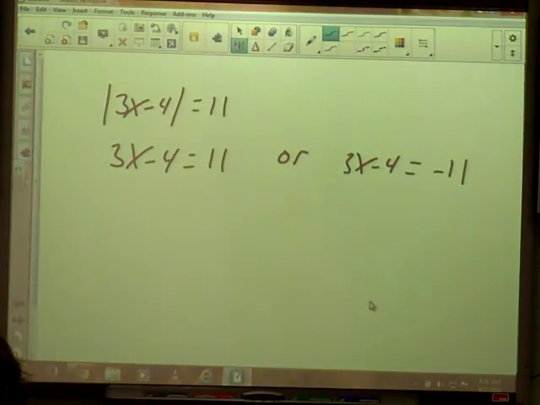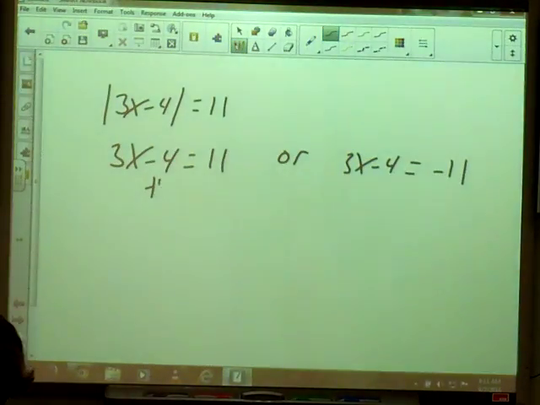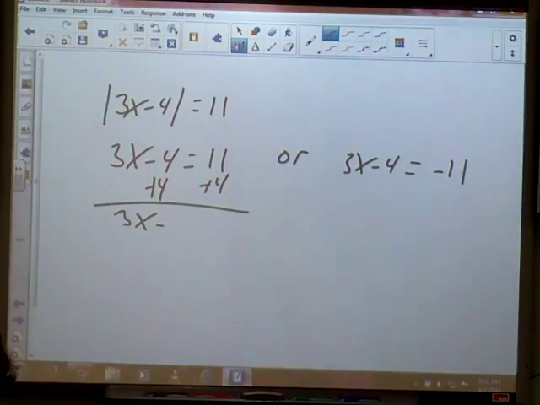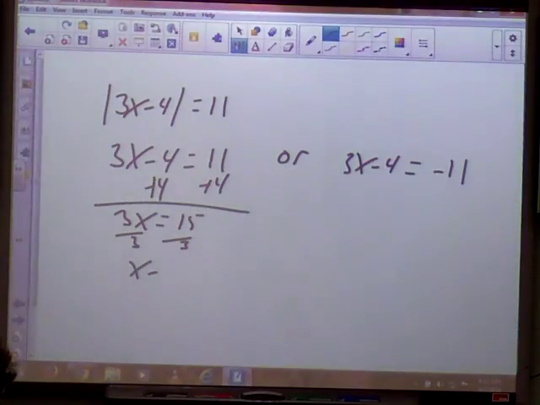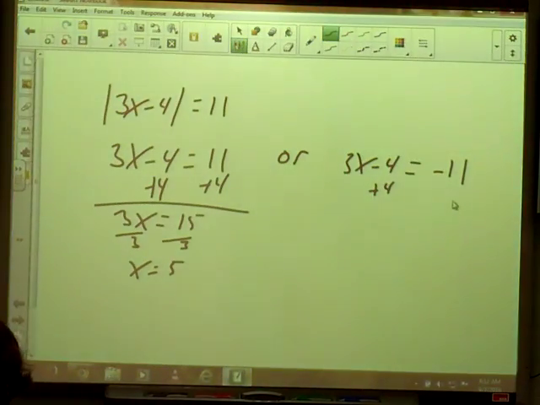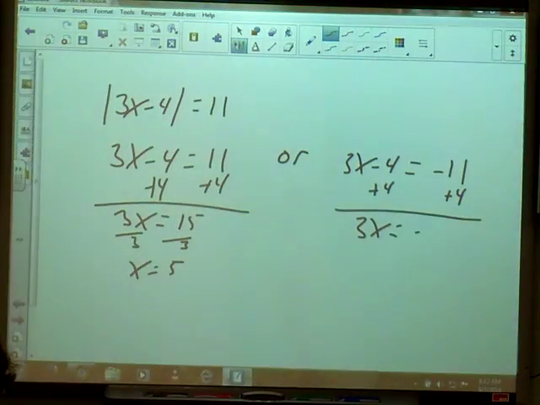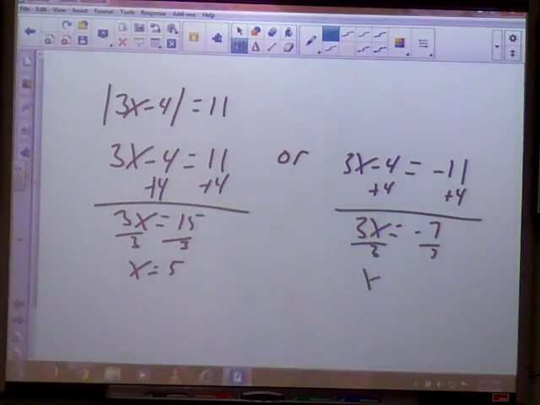Okay, so now to start solving that, solve them each individually. They both got 4 being subtracted, so we're going to add 4 to both sides. So we got 3x is 15, which means x is 5. Or over here, we're going to do the same thing. We're going to add our 4. So it gets me 3x is negative 7. Divide. x is negative 7/3.